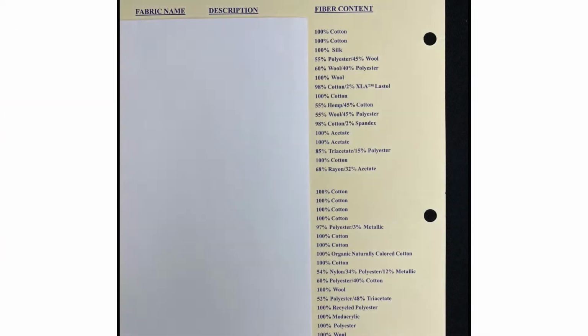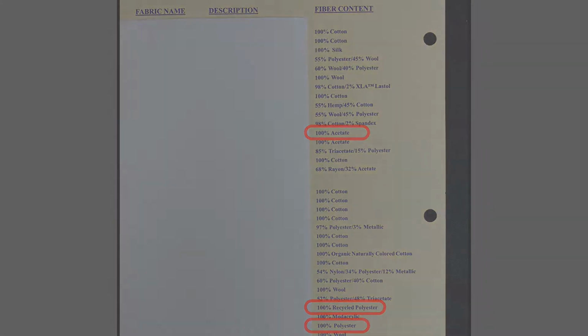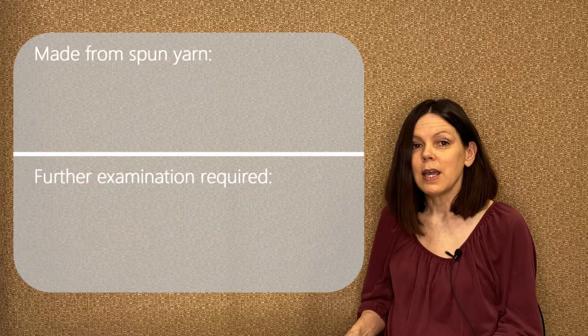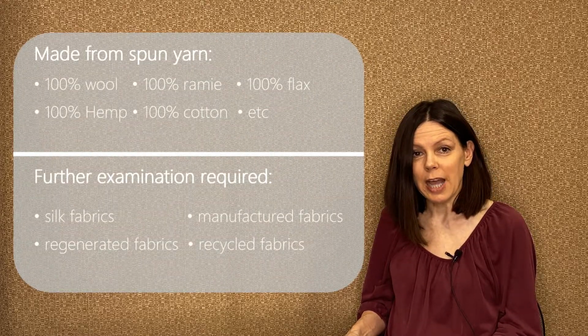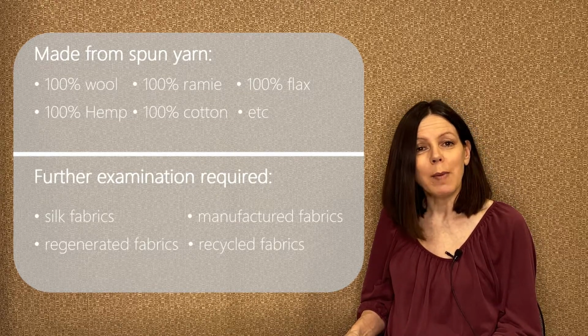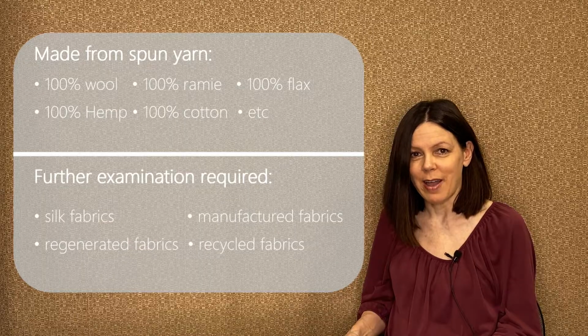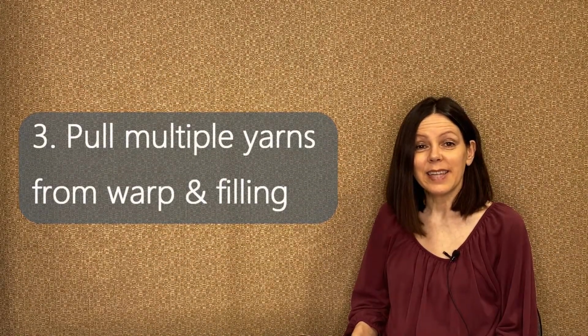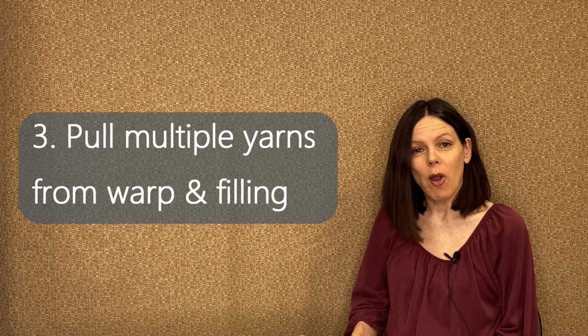The same goes for fabrics made from manufactured, regenerated, or recycled fibers. Basically, swatches that have fiber contents that are not 100% natural fibers, except for silk, will need further examination to determine the yarn type. That takes us to step 3. Now you'll pull yarns from the swatch.